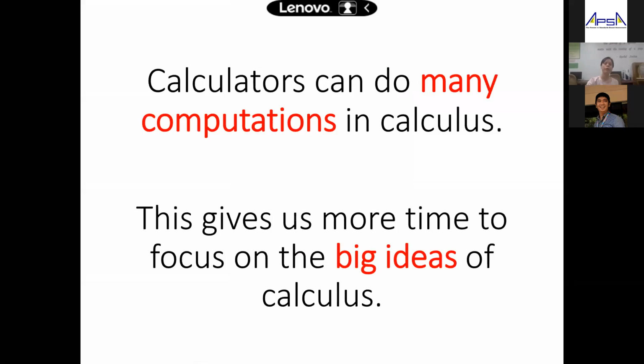So this is a summary of what I just said. Calculators can do many computations in calculus. So this gives us more time to focus on the big ideas of calculus.